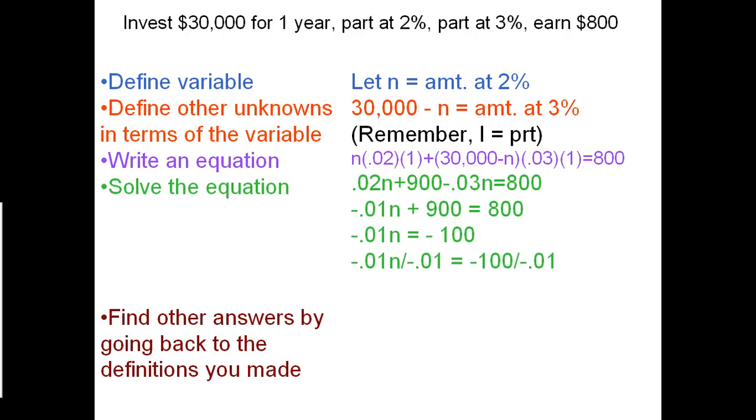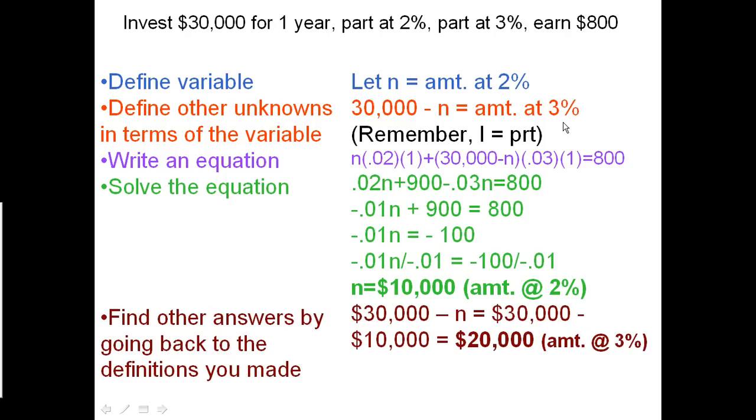I divide both sides by negative 0.01, and negative divided by a negative is positive, so I end up getting n is equal to $10,000. N, remember, is the amount invested at 2%. Go back to this, I remember that 30,000 minus n is the amount invested at 3%. And so 30,000 minus 10,000 is 20,000. So my answer is 10,000 was invested at 2%, 20,000 was invested at 3%.